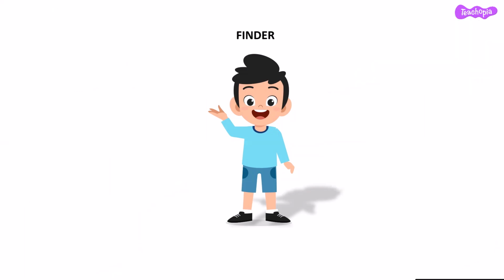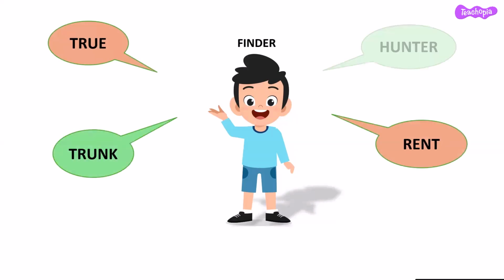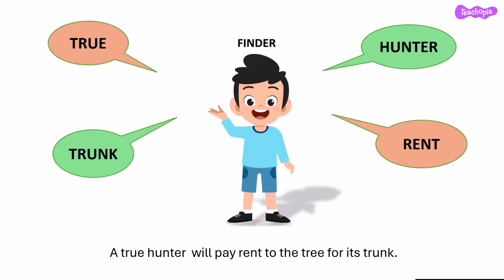So we can also continue the same activity for making meaningful sentences from the jumbled words. The finder already has 4 words with him, right? True, trunk, hunter, and rent. So we can ask him, using these 4 words, can he frame any meaningful simple sentence? We can give an example with the words he already has, like: A true hunter will pay rent to the tree for its trunk. So he is using all the 4 words he found in a simple sentence.